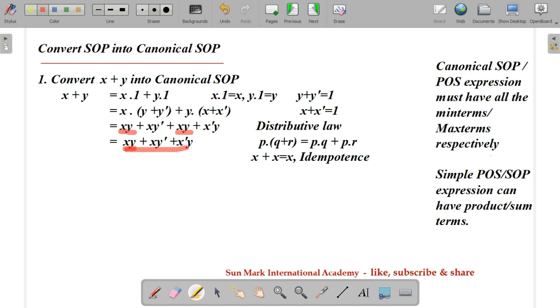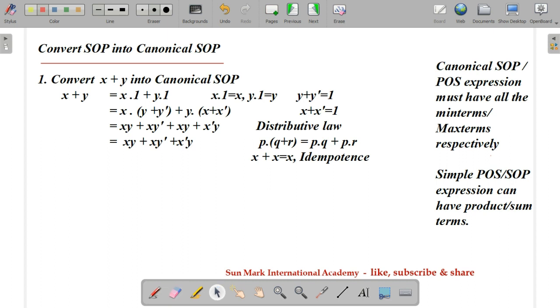You can check in this expression, in each term all the literals are there. Here xy, here xy dash, and another, here x dash y. So all the literals are here. So these are known as minterms, each one is a minterm, and together it is known as SOP, sum of products. Understood? This is the way we are converting SOP into canonical SOP.